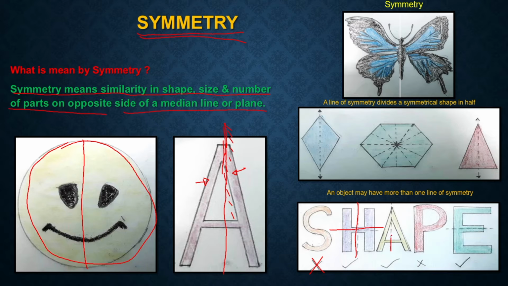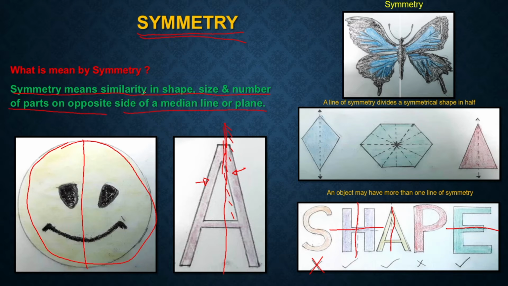Similarly, A, we have taken an example of A. So, A can also be divided into two halves. P does not have a symmetry, because by no means can you divide that particular alphabet into two equal halves. Similarly, E also has a symmetry, because it has a horizontal symmetry, where this portion and this portion are going to be identical to each other. So, this is called symmetry.